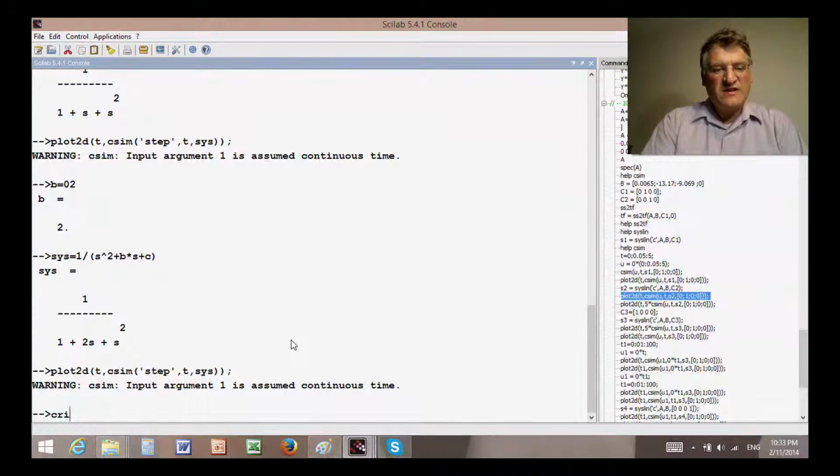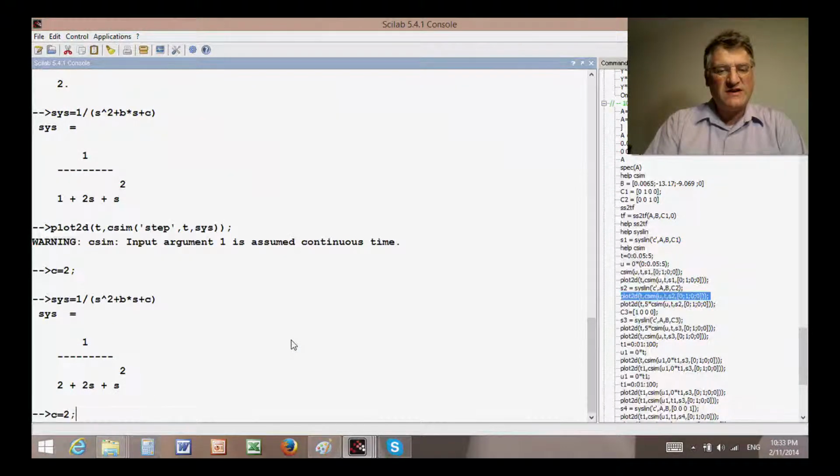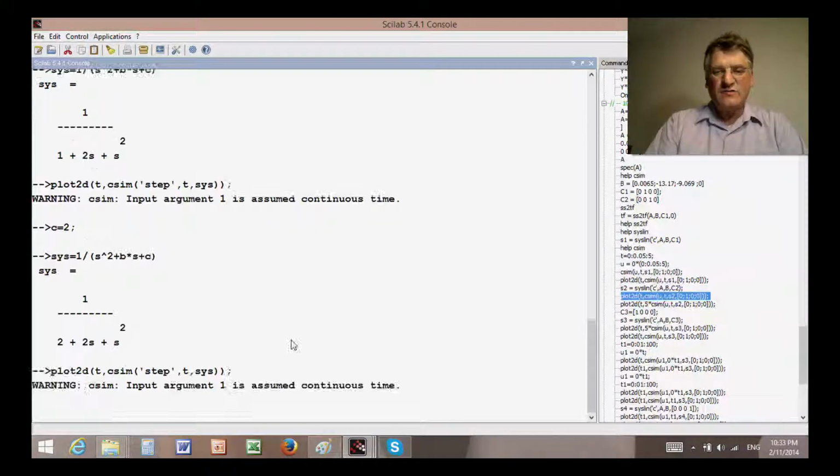Okay. Now let's see what happens to A. So if we write C is equal to, instead of 1, let's call it 2. Okay, and let's see what happens with that. Okay, so again, we define our system like this. Okay, and we do the simulation.